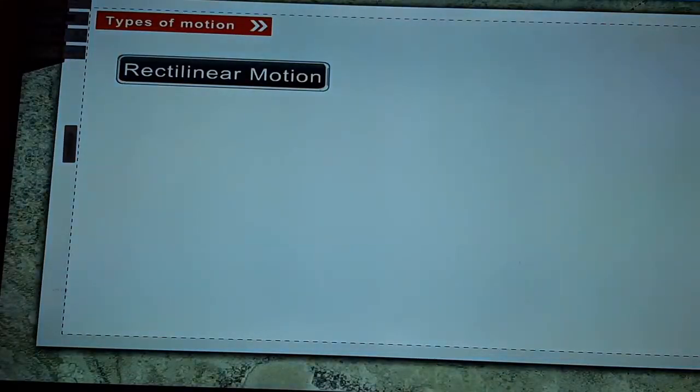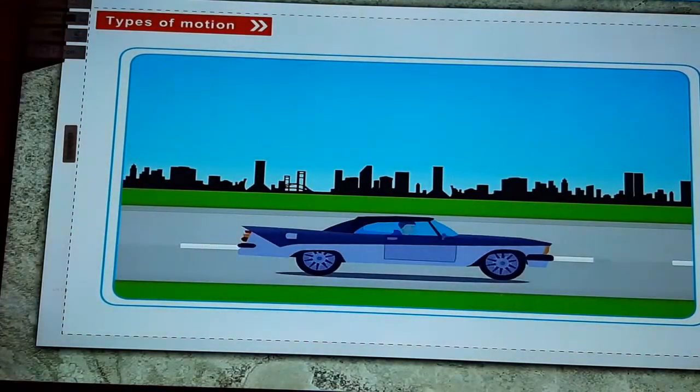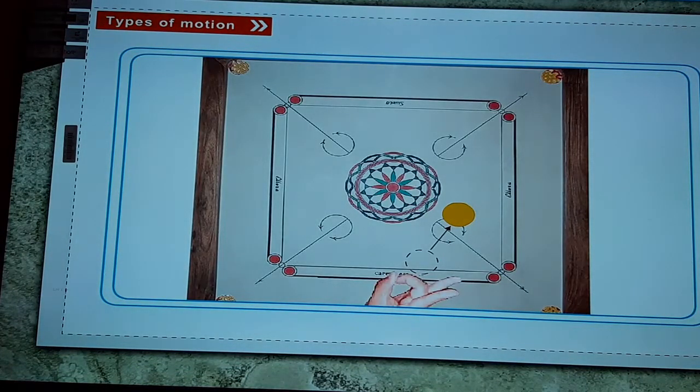Rectilinear motion. When an object moves along a straight line, its motion is called rectilinear motion. Some examples of rectilinear motion are a car moving in a straight line, motion of a striker on the carom board.